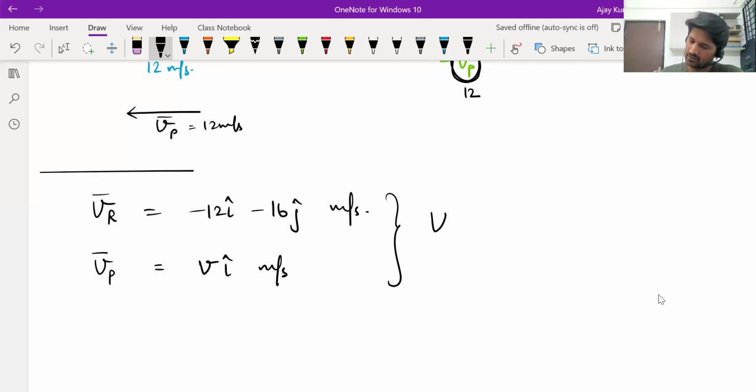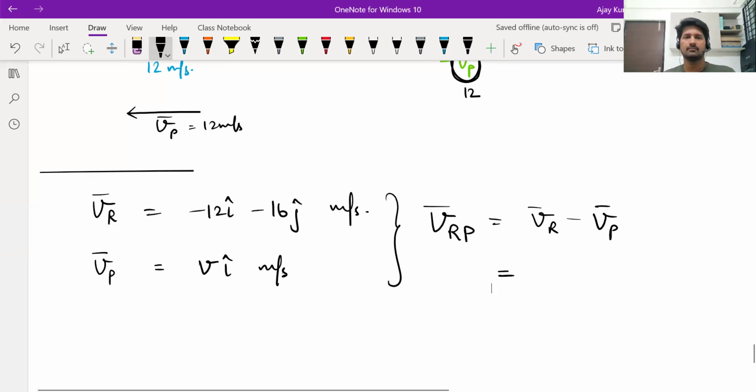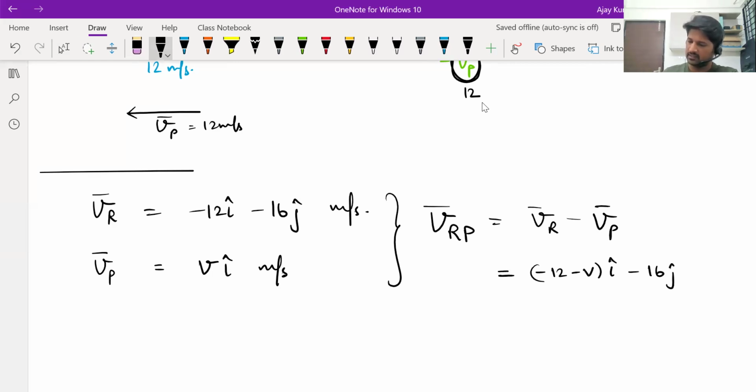Now combine these two and write the velocity of rain with respect to person, which is velocity of rain minus velocity of person. Aishwarya, can you tell me this vector in terms of i cap, j cap? Minus 12 minus V i cap minus 16 j cap. Correct.